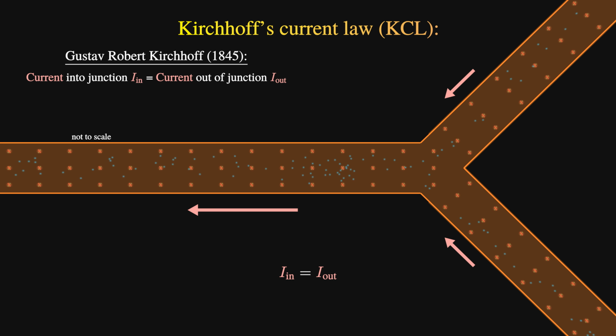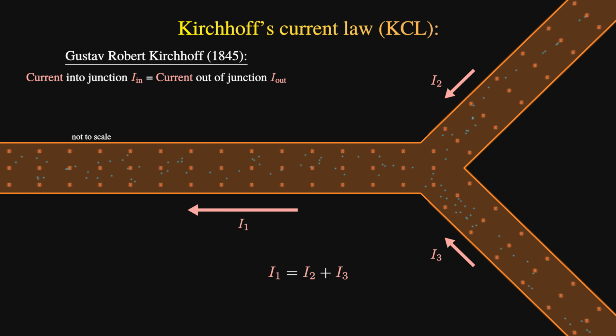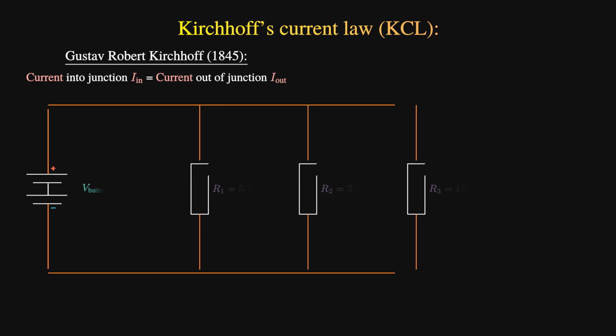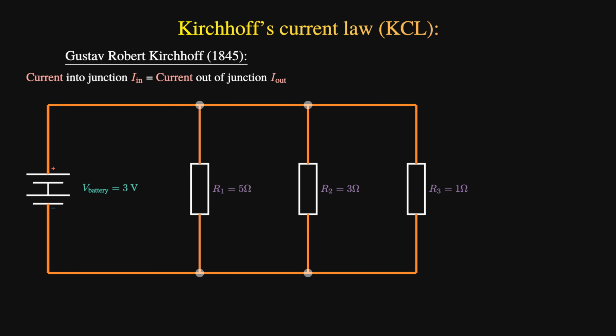In other words, if we label the current along the path going into the junction as I1, and the current along the 2 paths out of it as I2 and I3, I1 equals I2 plus I3. This is completely logical, because the current is just charge flowing, and we cannot create or destroy charge. So the charge going into a point must equal the charge coming out of it. To be clear though, this does mean that the measured current can be different at different points in our circuit.